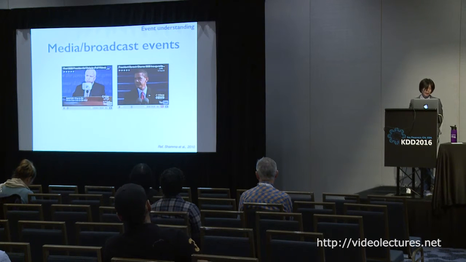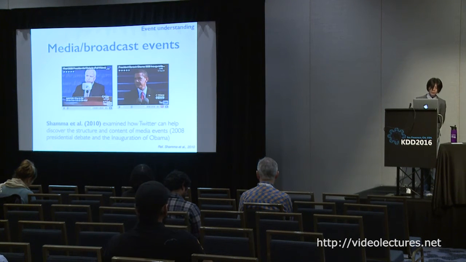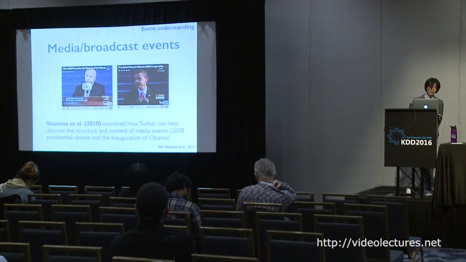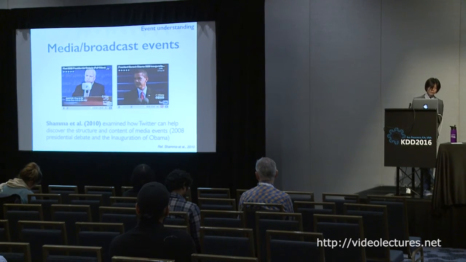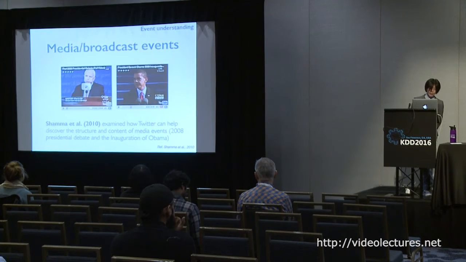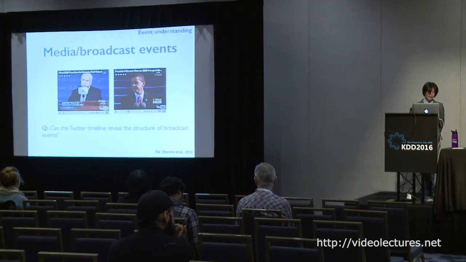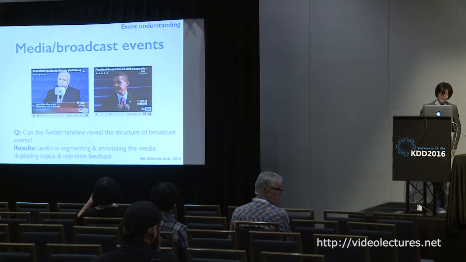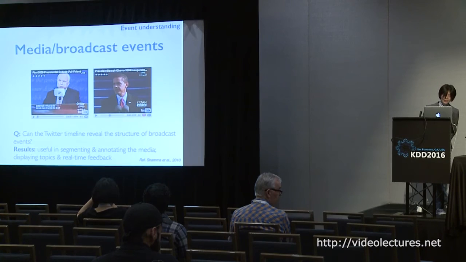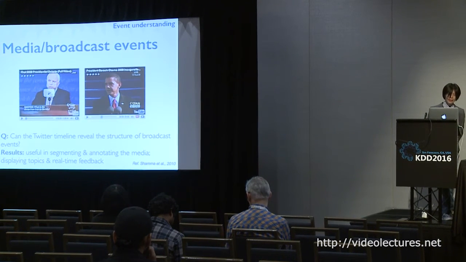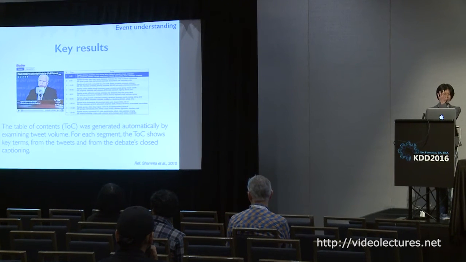The second study used Twitter to examine how Twitter can help discover the structure of media or broadcasting events. This study was given by Sharma. They ask, can the Twitter timeline reveal the structure of broadcasting events? And they showed that Twitter messages can be useful, especially in segmenting and annotating the media. They can also help discover topics and show real-time feedback. So these are the key results.